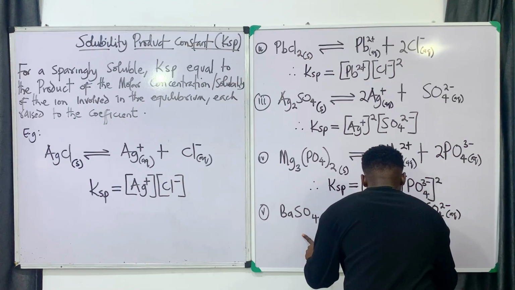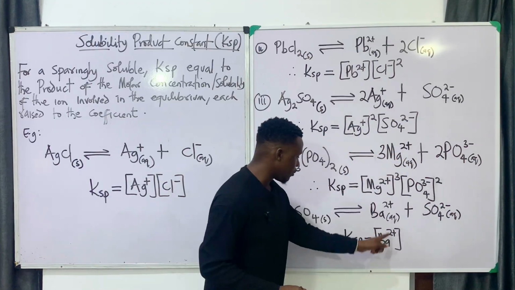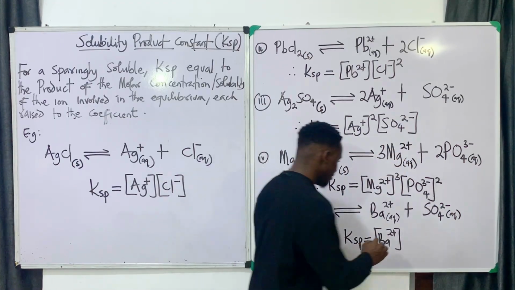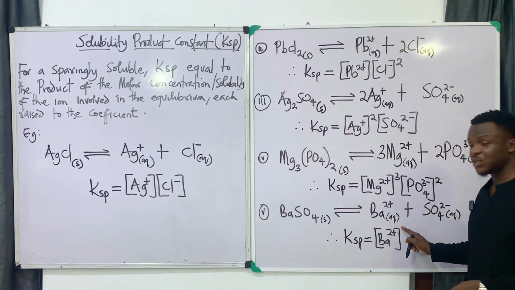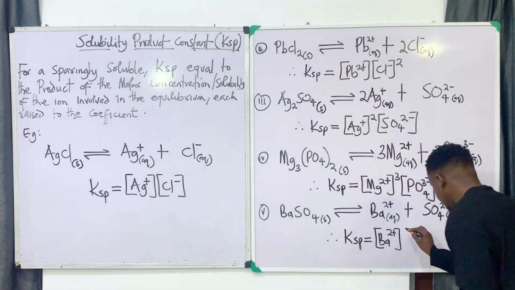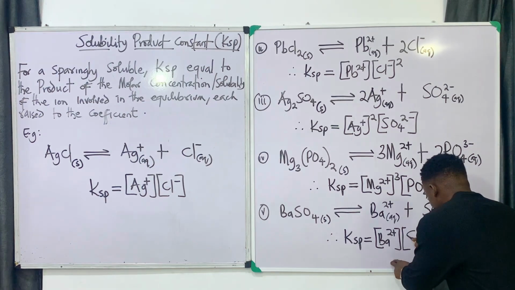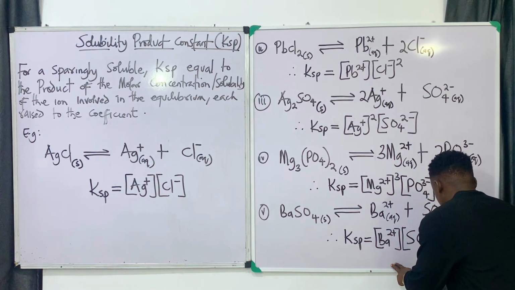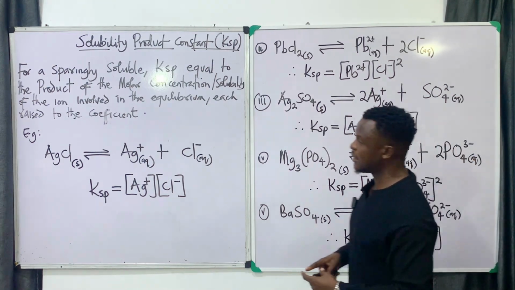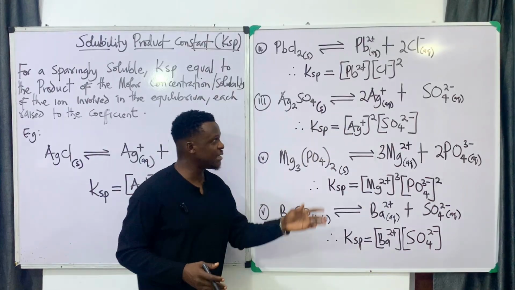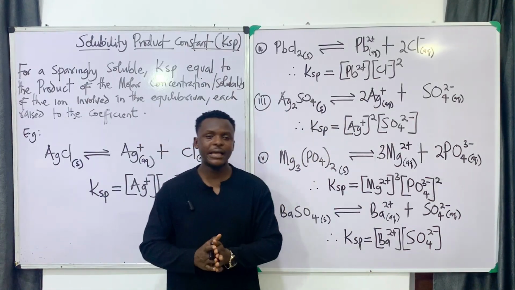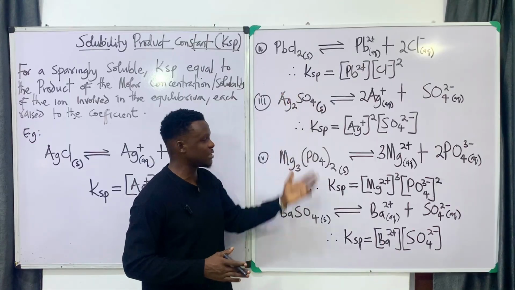barium 2 plus inside brackets. The coefficient is 1. Raising this to 1 is equivalent to not raising it to anything. So this becomes SO4. So guys, you can see how we are breaking down our Ksp for the various salts that we have here.